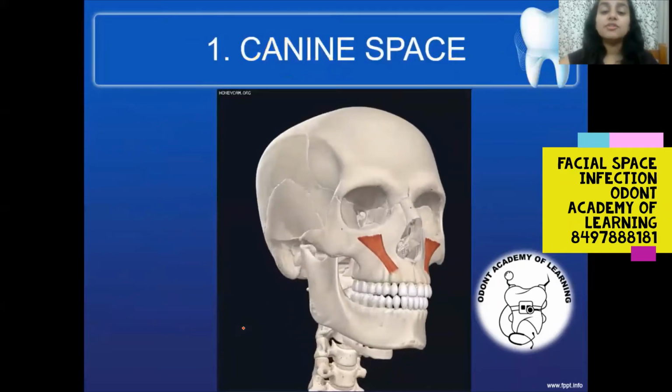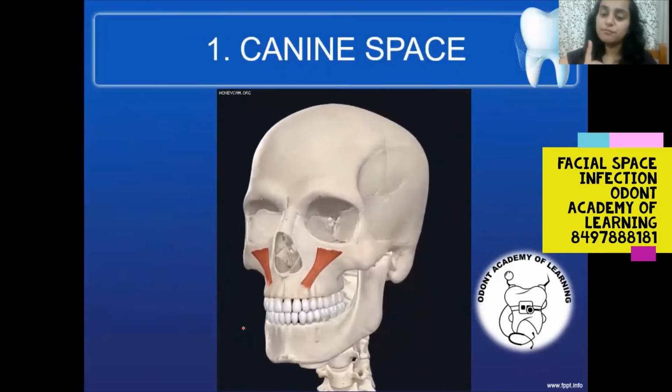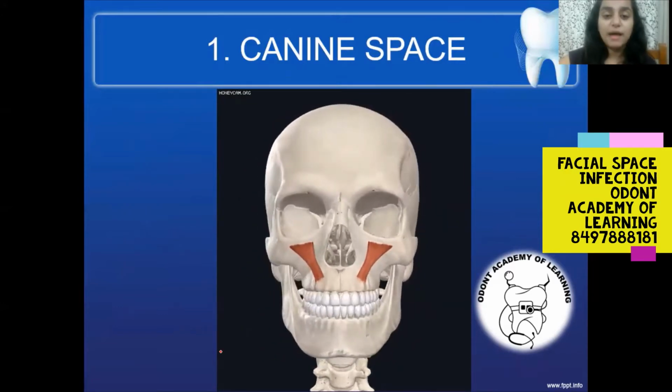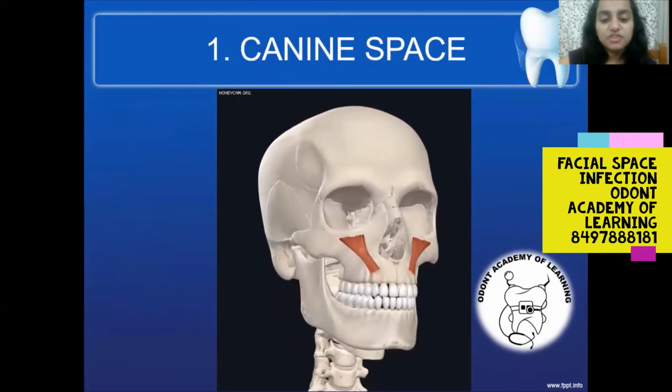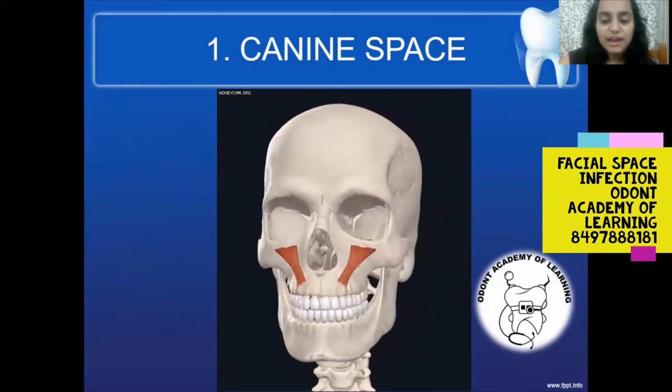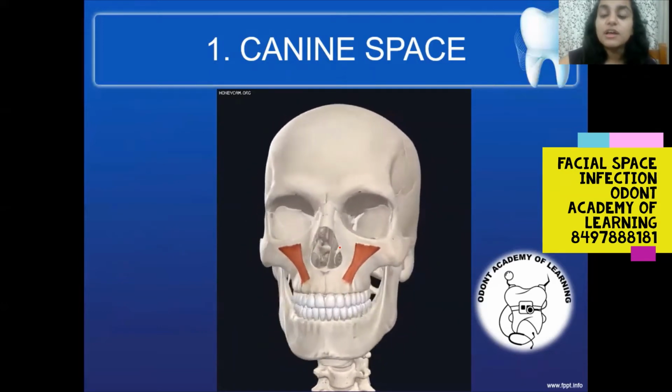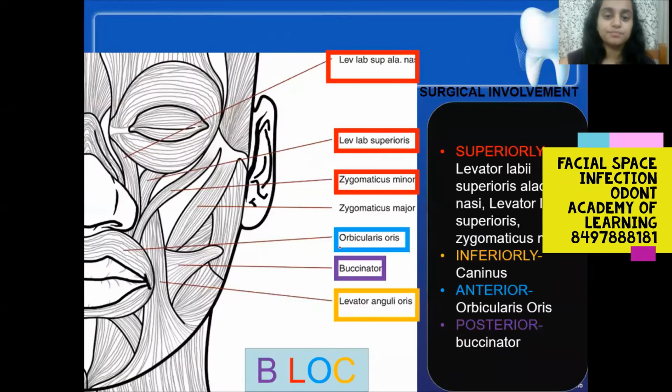Okay, so coming to the canine space infection, which is the first primary space infection of maxilla. As you can see in the picture, it is coming from the canine and going up to the infraorbital margin. So for any space infection, we need to know the surgical boundaries. Why is this important? Of course, it is important for diagnosing clinically, how we can see the swelling and come to a conclusion that this can be the particular facial space infection.